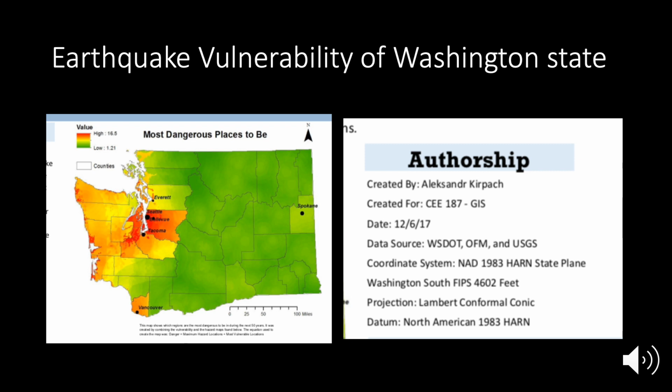As you can see, the author of the map uses colors to indicate areas within Washington State which are the most vulnerable to an earthquake or tsunami. The map is a small scale, 1 inch equals 100 miles, shown as a graphic bar. The projection is a Lambert conformal conic, and the coordinate system is the NAD 1983 HARN state plane.